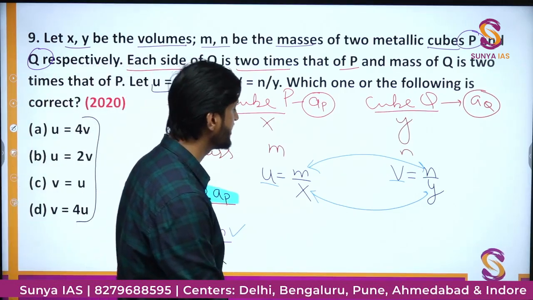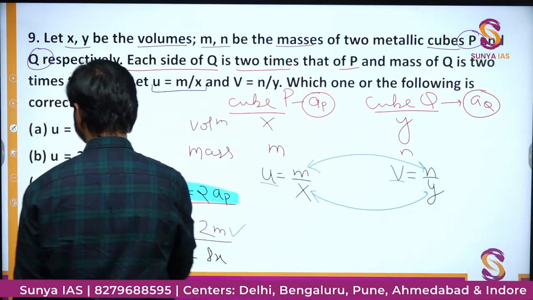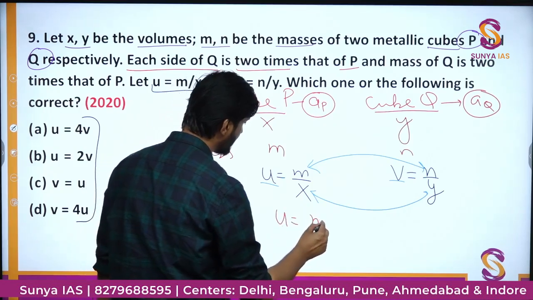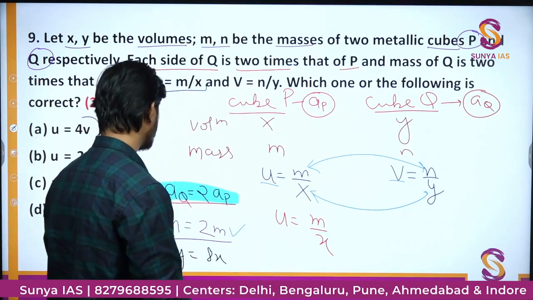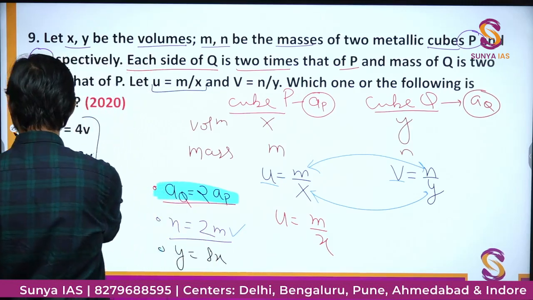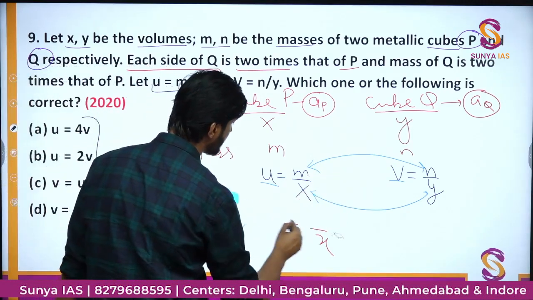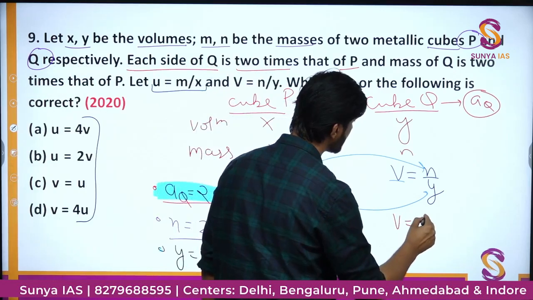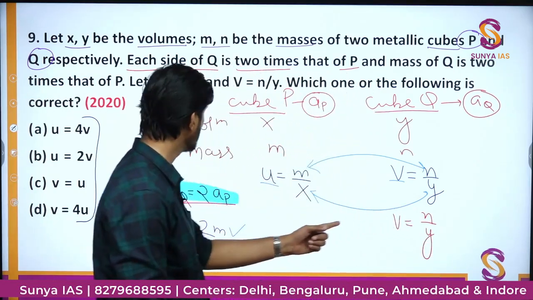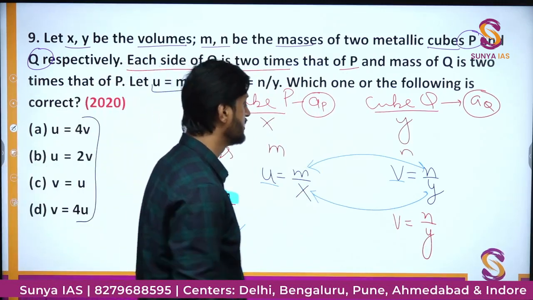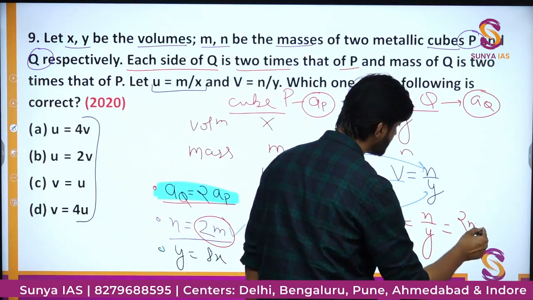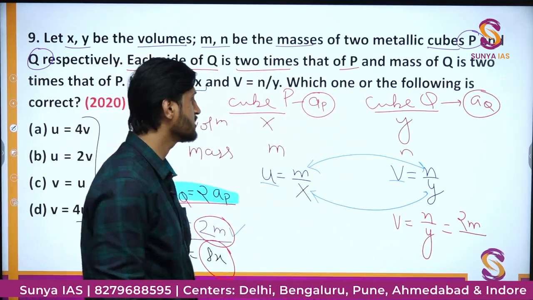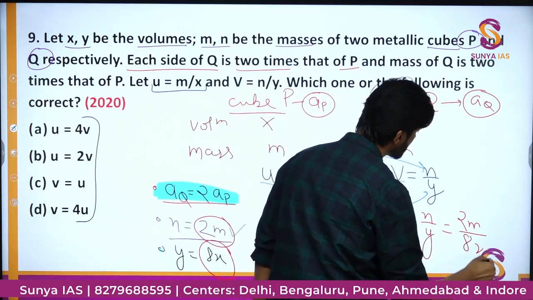Now in order to find the relation between U and V, what we can do is that we can just start from here. We can say U is equal to M upon X. Or we can start from that side also. Instead of doing this, we can actually start from here also. We can say V is nothing but N upon Y. What is the value of N? N is equal to 2 times M. So instead of N, you can write 2M divided by Y. What is the value of Y? Y is nothing but equal to 8X. So here you can write Y as nothing but 8X.